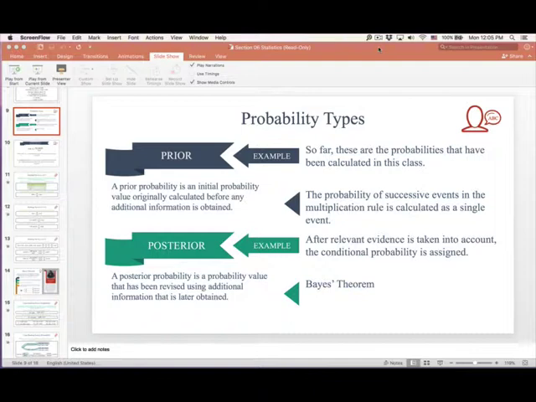And the second type is a posterior probability. Posterior probability is a conditional probability that is assigned after relevant evidence or background is taken into account. And you could see this is also called the Bayes theorem.